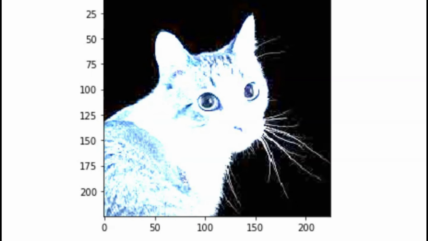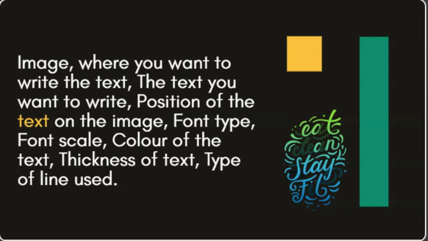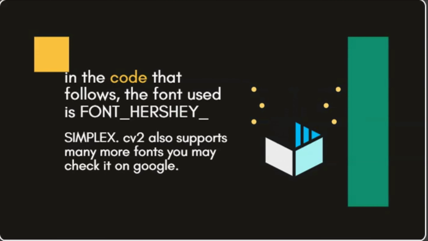Next point, which is adding text to images. cv2.putText is a function present in the cv2 module that allows us to add text to images. The function takes these arguments: the image where you want to write the text, the text you want to write, the position of the text on the image, font type, font scale, color of the text, thickness of the text, and the type of line used.